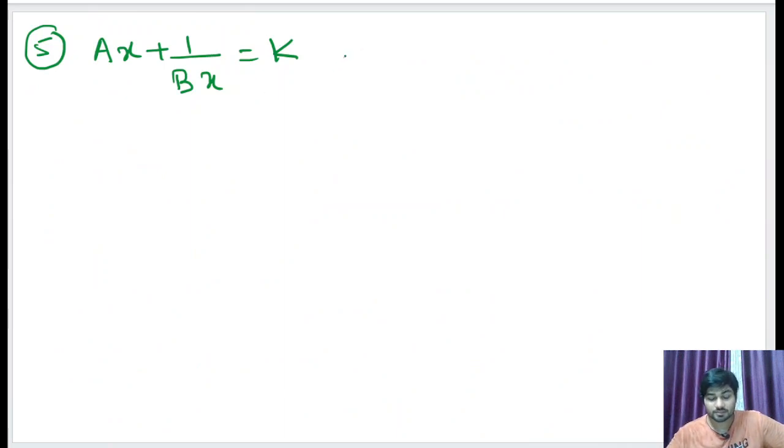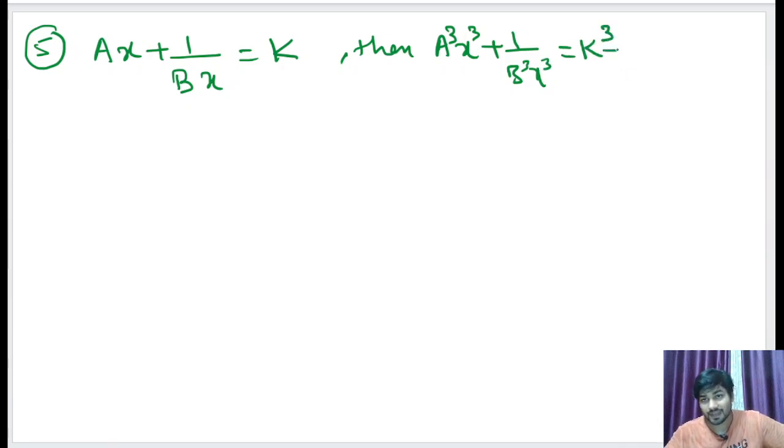In that case, then a cube x cube plus 1 upon b cube x cube will be equal to k cube minus 3k, the same formula that we learned earlier, but with some changes. In the second term, it will be a by b multiplied. You just keep it in mind.